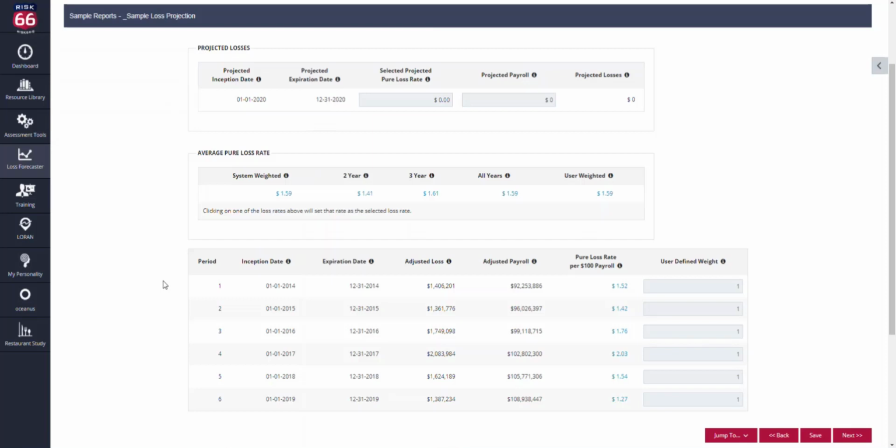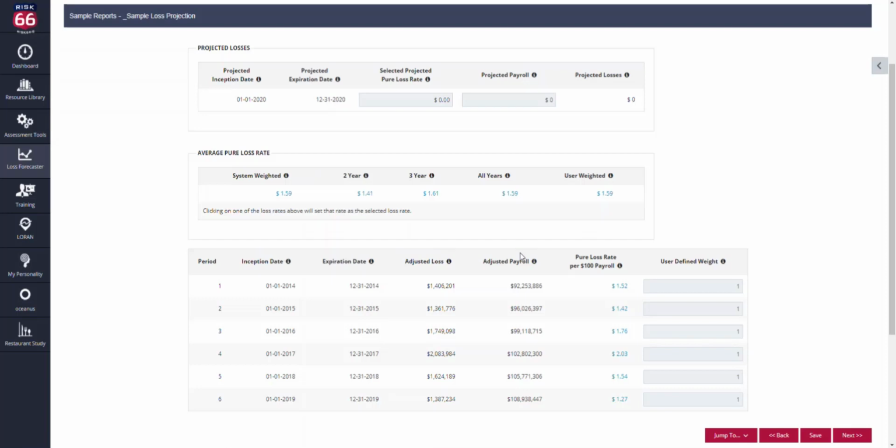In the bottom table, we see our 6 periods of data, which we entered on Form 2, our adjusted losses, which are the estimated ultimate losses from Form 5, multiplied by the inflation trend factors from Form 6, and the adjusted payroll, which is the total payroll for the period entered on Form 2, multiplied by the inflation trend factors.